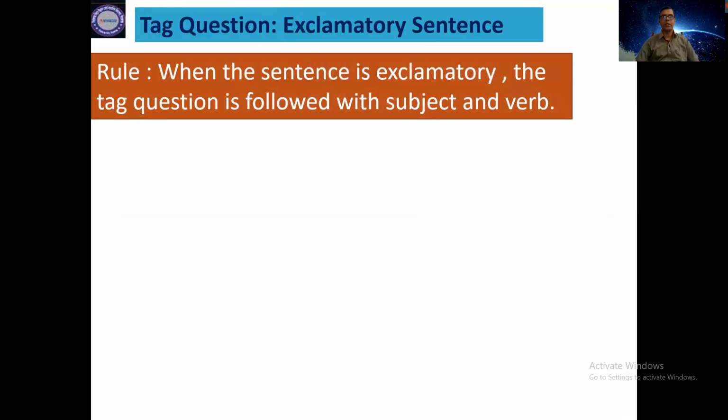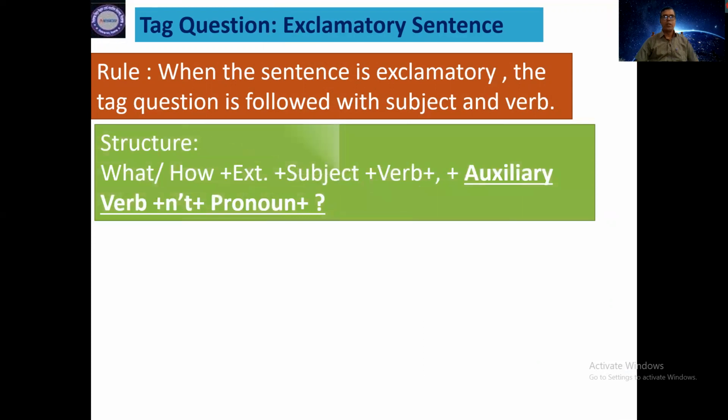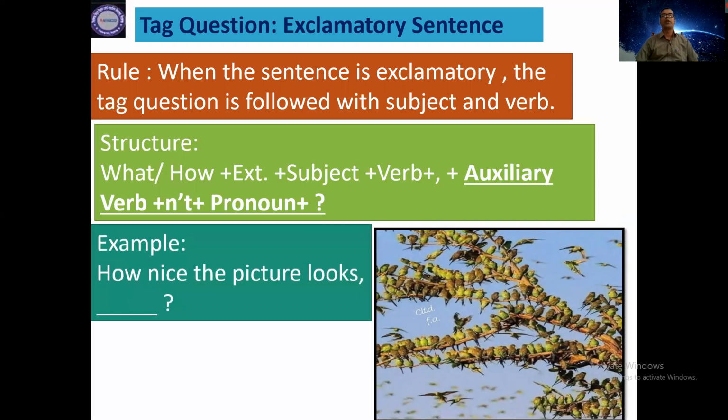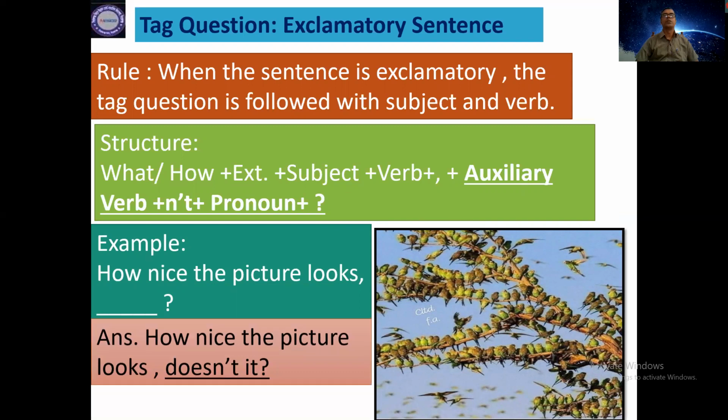Tag question: exclamatory sentence. When the sentence is exclamatory, the tag question is formed with the subject and verb. Structure: what or how plus extension plus subject plus verb plus comma plus auxiliary verb plus n't plus pronoun of subject plus question mark. Look at the picture. How nice the picture looks. Doesn't it?